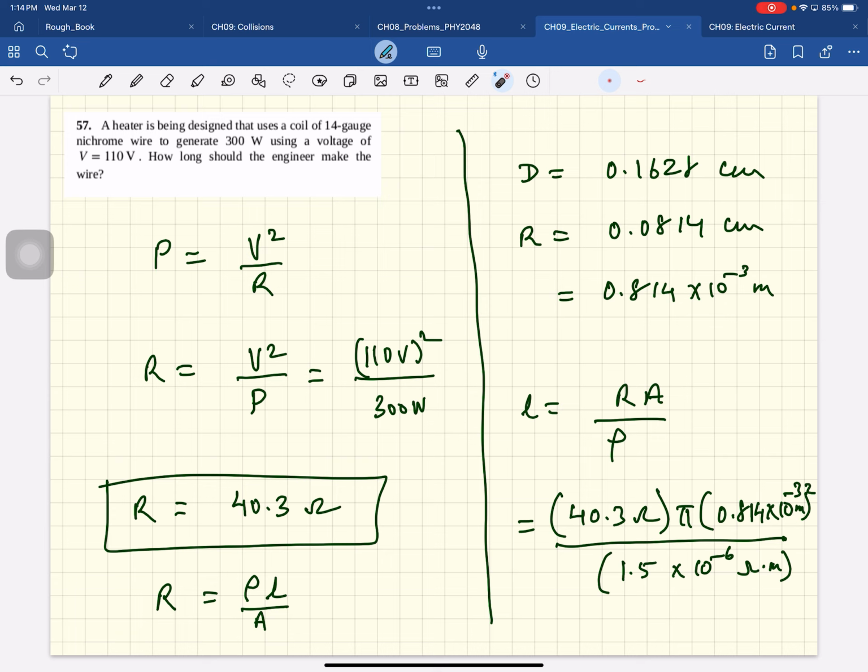Okay, the ohms cancel. There's a meter squared and one of the meters cancels, so you'll get meters. Okay, this is 10 to the minus 6, which cancels that. So what you get is 40.3 into pi into 0.814 squared divided by 1.5 meters.